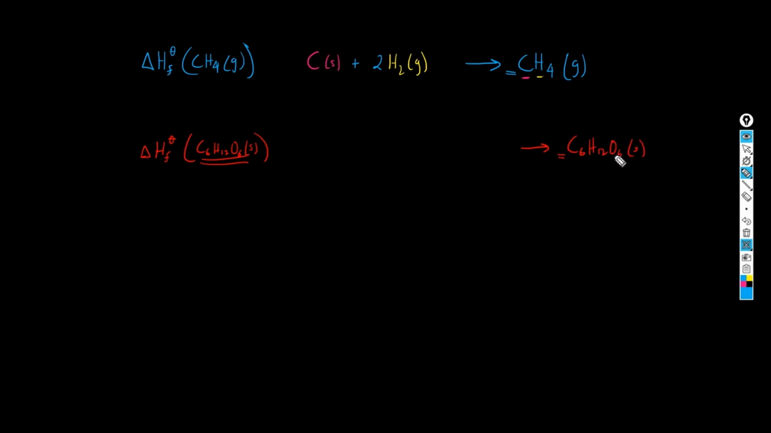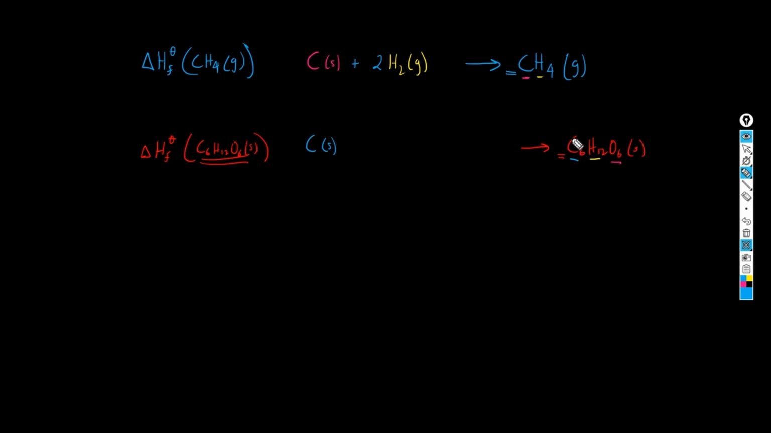And then we're going to look at our three, in this case different, elements. We have carbon, we have hydrogen, and we have oxygen. So let's start with the carbon. Like we said earlier, what is the most stable form of carbon? Either carbon graphite or carbon solid.